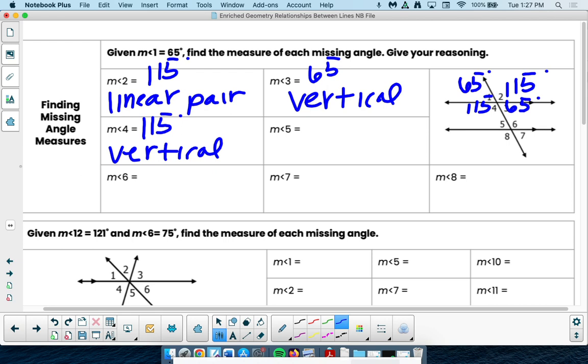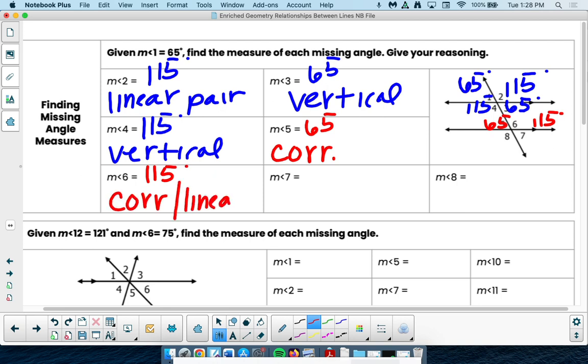What about angle 5? Why is it 65? Corresponding to angle 1. Good. Angle 6? 65. Or wait, no, 115. Yep. And now you could have a bunch of reasons. You could say it's a linear pair to angle 5. You could say it's corresponding to angle 2. What reason do you guys want to use? Oh, I'll put in both. Corresponding / linear pair.